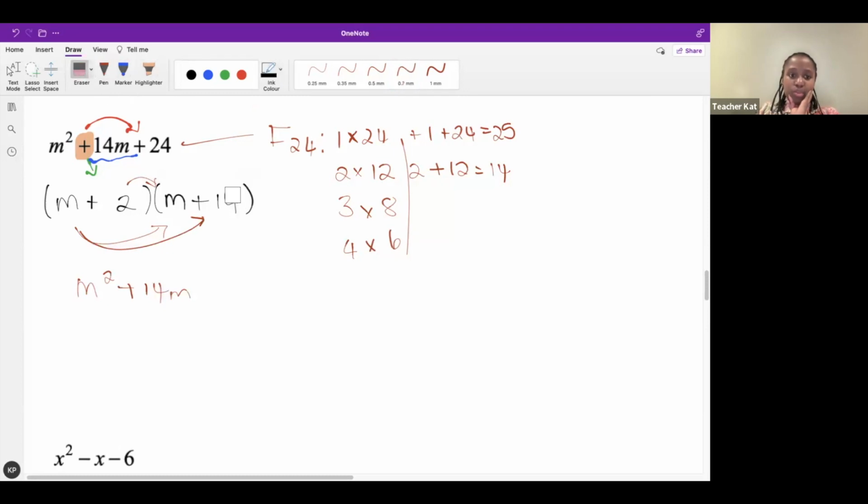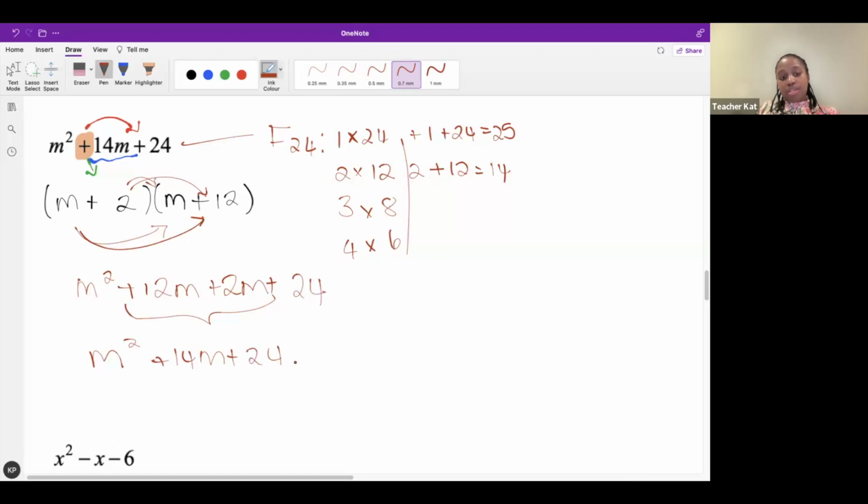Inner is 2 times m, which will give me, what did I write here? I'm supposed to write 12, not 14, because I'm like, wait, what's going on? 12. Whew, guys. Right, so it was m times 12. So that's 12m plus 2m plus, what's 2 times 12? Plus 24. Now, if we add our like terms, so this will be m squared. What's 12m plus 2m? Plus 14m plus 24. Is that where we started? Yes. Okay.